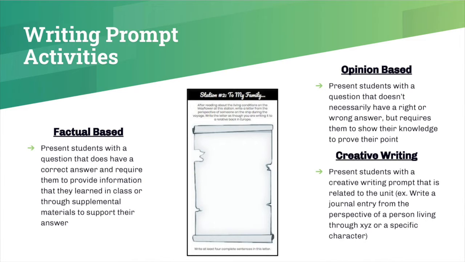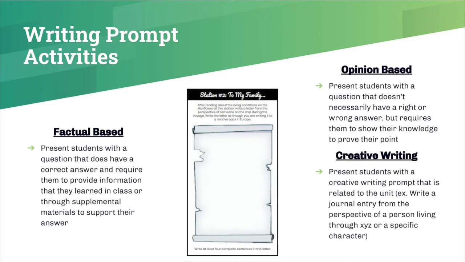Writing prompt activities can be used in a lot of different ways. You can have fact-based questions where you present students with a question that has a definite correct answer, and then you can require them to provide information that they learned in the class or through supplemental materials to support their answer and how they know that that's the answer. You can also do opinion-based questions. So these questions don't necessarily have a right or wrong answer, but it still requires them to show their knowledge and prove their point. And then the third option that I've used is creative writing.